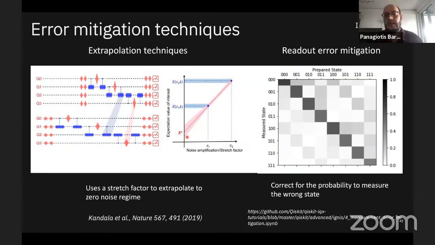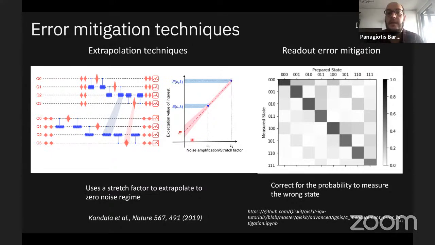In the literature, the two techniques that are proposed, and that we used for the results I show you in the next slides, are the Richardson extrapolation, which is an extrapolation technique that allows you to extrapolate back to the zero noise regime by introducing a stretch factor. The method was introduced in the Nature paper of Kandala for the case of chemistry and quantum physics models. And the readout error mitigation, which is a technique that allows you, by post-processing, to correct the probability of measuring the wrong state.